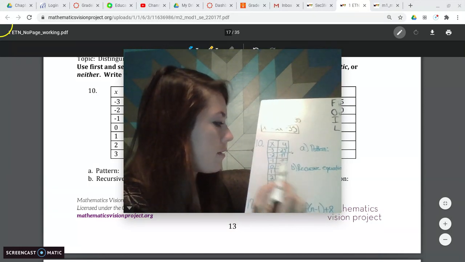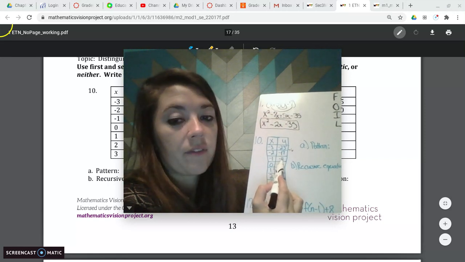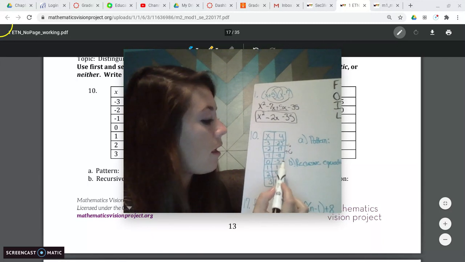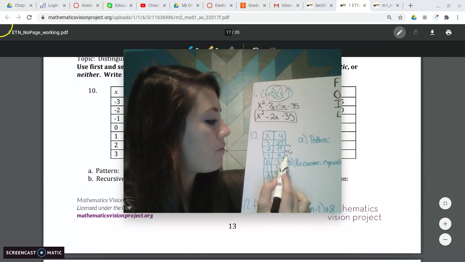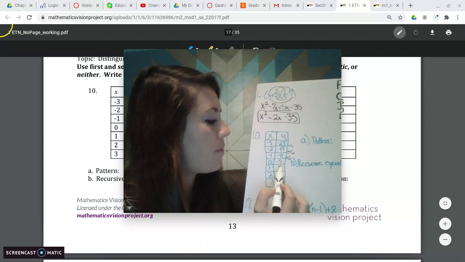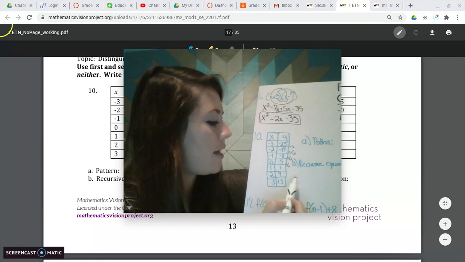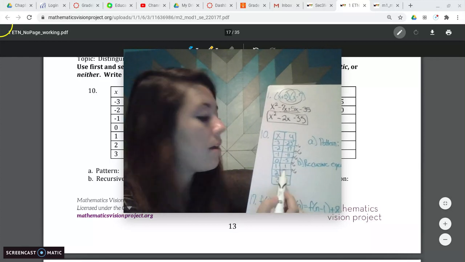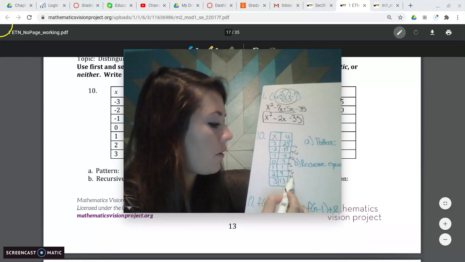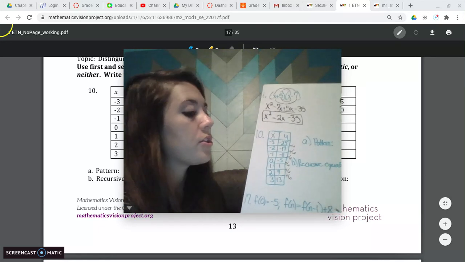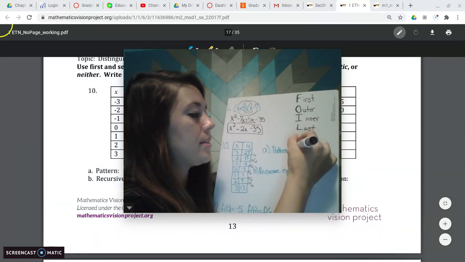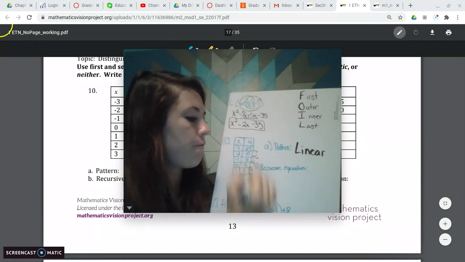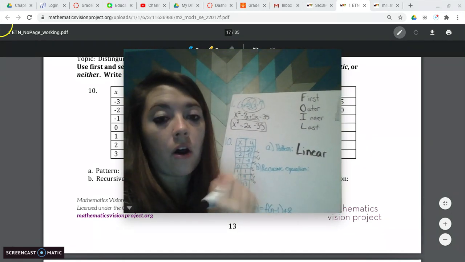We went up 6. From negative 17 to negative 11, we went up 6. From negative 11 to negative 5, once again, we added 6. From negative 5 to 1, we added 6. From 1 to 7, we added 6. From 7 to 13, we also added 6. So it's a linear pattern because our first differences are all the same.